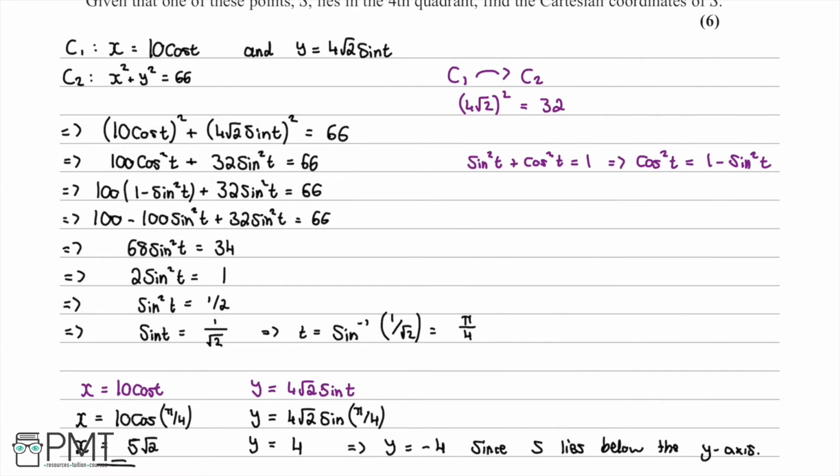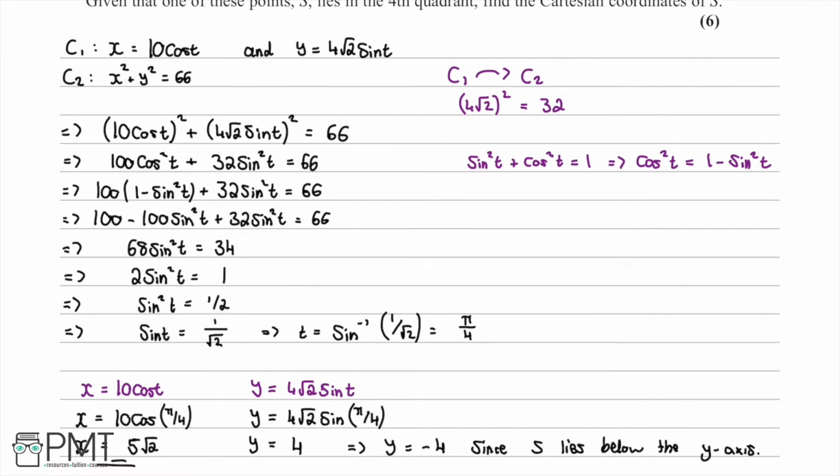And we pick up our first mark for knowing to substitute the parametric equations for circle 1 into circle 2. And we pick that up here. We then receive our second mark for identifying this trig identity here and how it's going to be useful to help take us forward. And then we receive our third mark for substituting that into our equation.